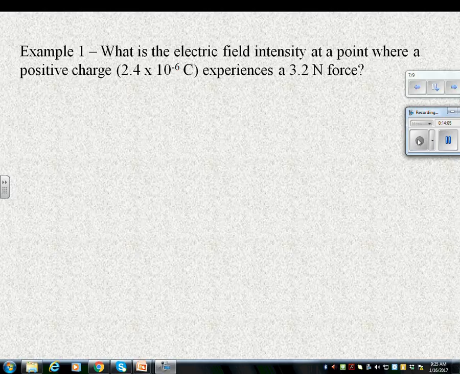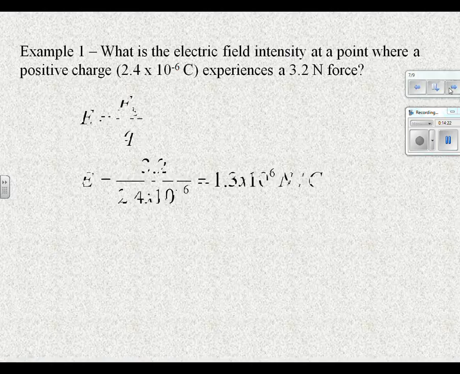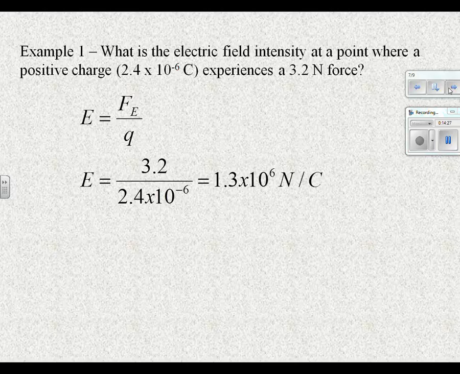A 2.4 times 10 to the minus 6 coulomb charge experiences a 3.2 Newton force. So we're looking for the electric field intensity, the value of E. What is the electric field intensity, electric field strength? We're looking for E. What's the formula? E equals F over Q. The force is 3.2 newtons and the charge is 2.4 times 10 to the minus 6.